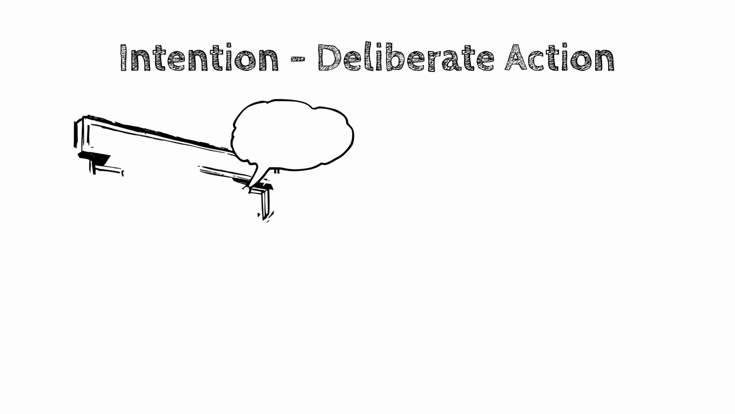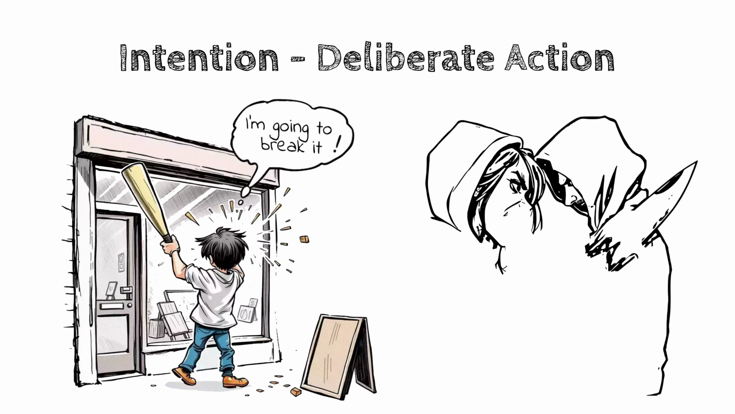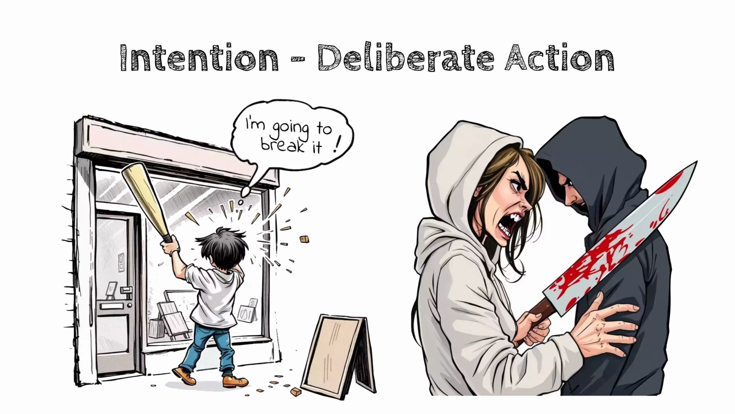Intention, deliberate action. Intention is the highest level of mens rea there is. It means the defendant meant to cause the outcome, or knew it was certain and still acted. This is common in serious offenses like murder, GBH, also known as grievous bodily harm, and robbery.